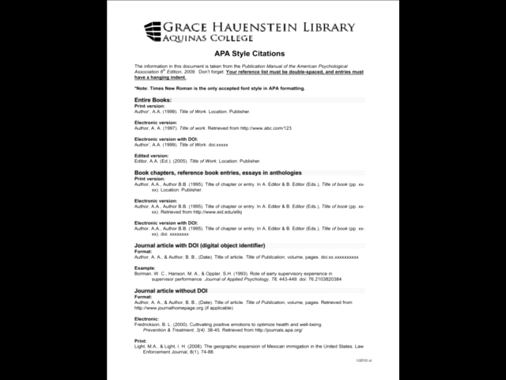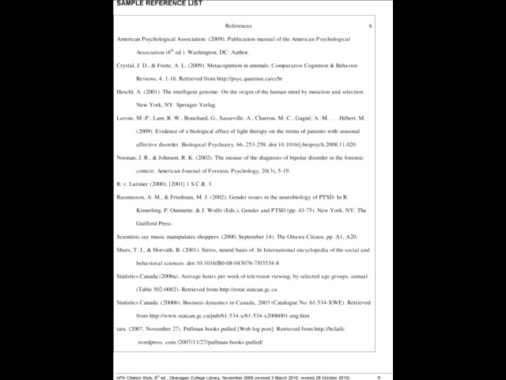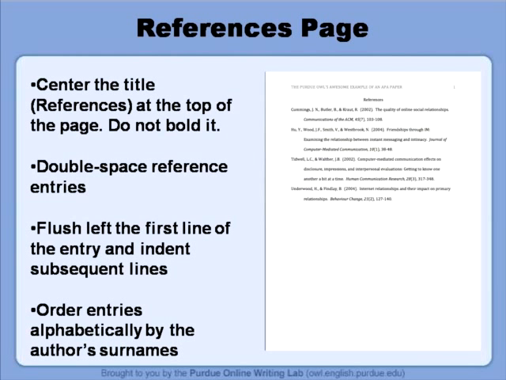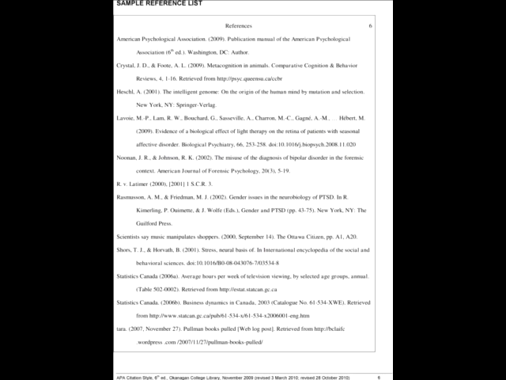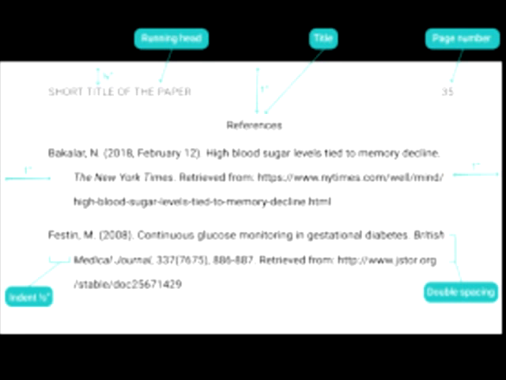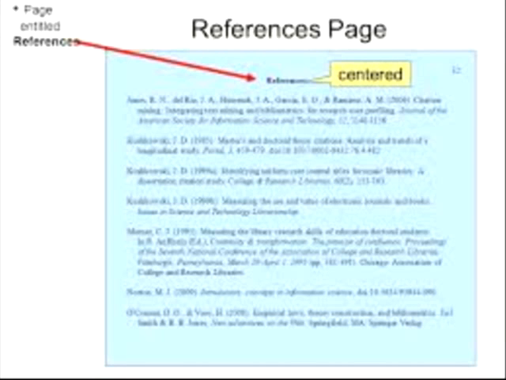Another example of a reference: you are observing that all the second lines have one tab space. Center the title References at the top of the page, do not bold it. Double space reference entries, no, 1.5. Flush left the first line of the entry and indent subsequent lines. Order entries alphabetically by the author's name. You can observe the references: subsequent lines have one tab space and the first line is flush. Flush means to start at the left-hand side without one tab space.